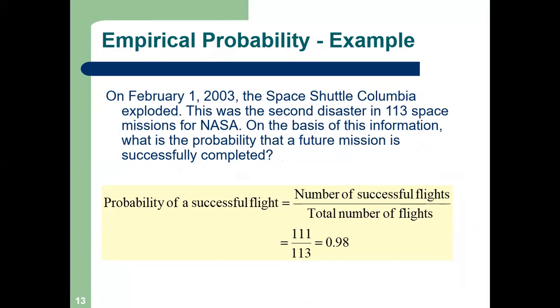There is an example that, as you know, NASA sent some space missions to space, and in this example, you can see they have sent 113 space missions. These are the total number of space missions. Out of 113 space missions, two flights or two space missions were exploded. So two times they failed, and 111 times the mission was successful.